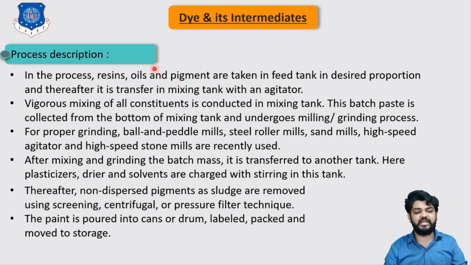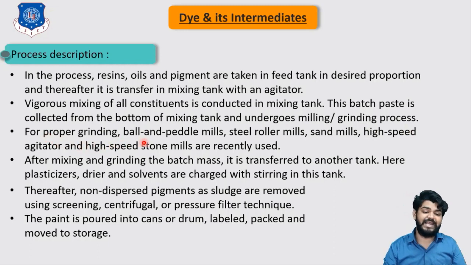As you can see here in this process, resin, oil and pigment are taken into the feed tank and they are being taken in their desired proportion, and thereafter they are being sent to the mixing tank with the help of the agitator. So vigorous mixing of all the constituents is conducted in the mixing tank and the batch paste is collected from the bottom of the mixing tank. And this batch then undergoes the milling or the grinding process.